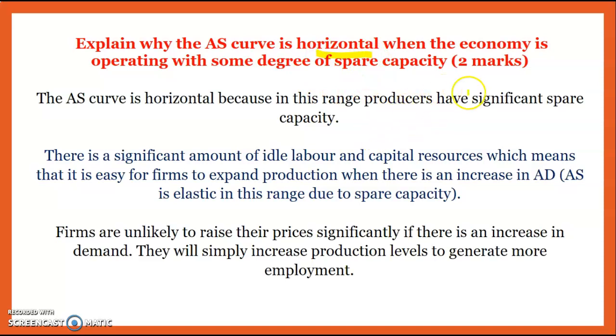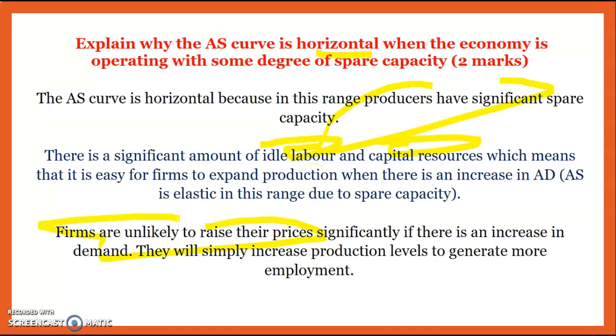Okay, why is it horizontal when we have spare capacity? Because in this range, producers have significant spare capacity. There are significant idle labour and capital resources. It's easy for firms to expand production when there's more demand, so they're unlikely to raise their prices when there's more demand. They'll simply increase production levels to generate more employment. They don't need to raise their prices.